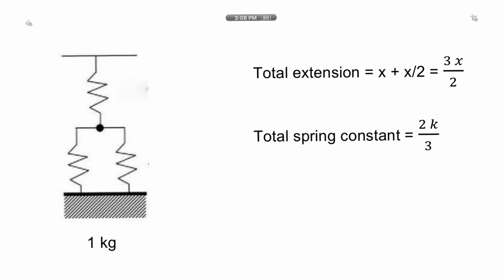Agree or not? So since this takes 1 kg and is split half-half, what is the extension for the bottom? X over 2. And since the top here takes 1 kg, what is the extension? X. So what's the total extension? 3X over 2. So what is the new spring constant? Since it is inversely proportional to your extension, since this is 3 over 2 X, the K will be 2 over 3K. That's how we now find the new spring constant. Do you understand that? Okay, so that is how you calculate K for springs in series and parallel.